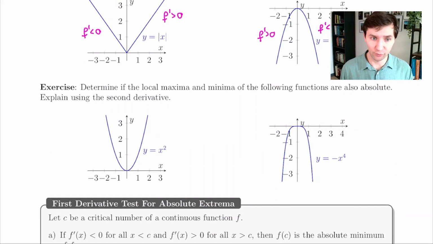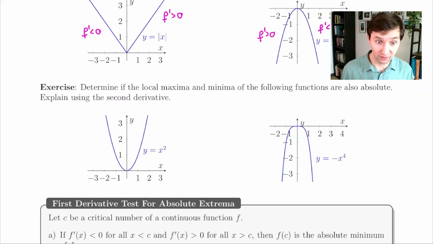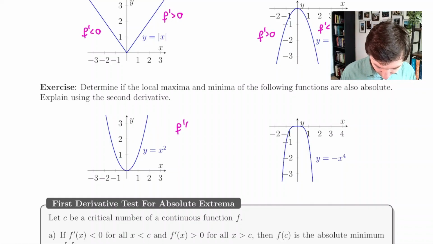Can we use the second derivative to make similar conclusions about these two functions? Both of these functions have a critical number x equal to 0. The first function has a local minimum there. The second function has a local maximum there. What does the second derivative tell us? In the first case, the first derivative is 2x. The second derivative is 2.